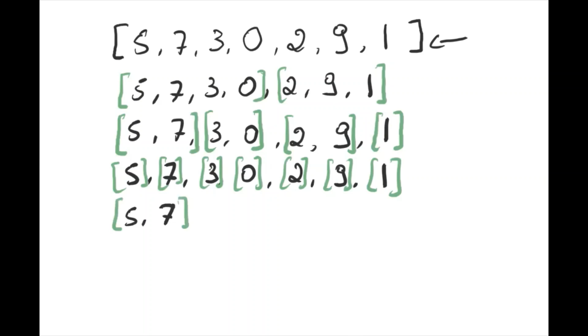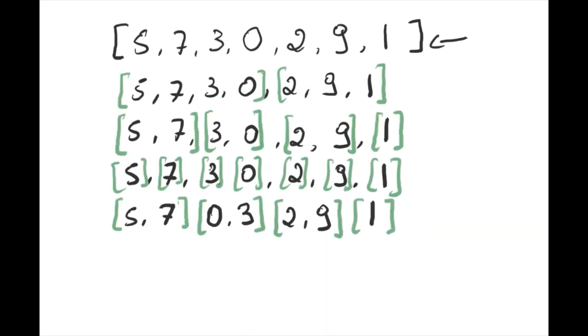So here you have 5 and 7 in a bigger sublist, but sorted. And then you have 0 and 3 merged together in a sorted list of size 2. We have the same for 2 and 9. And we have this small list containing 1 at the end, and it is still waiting to be merged with the list on the left.